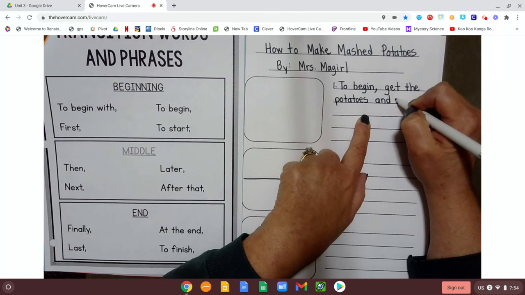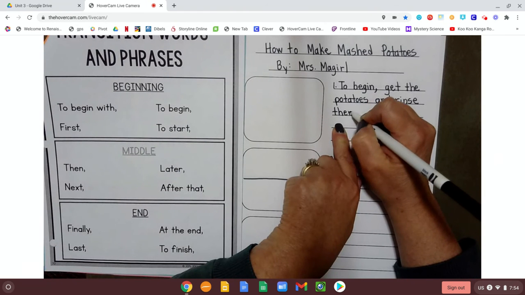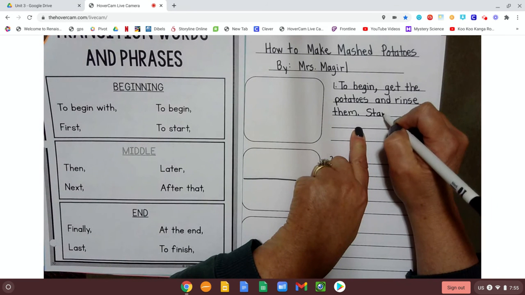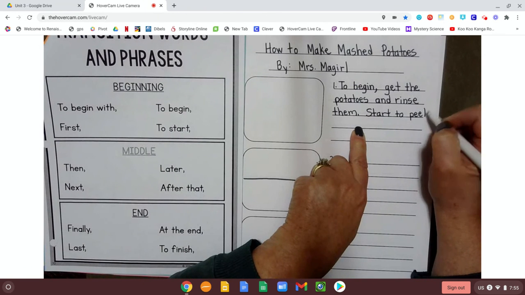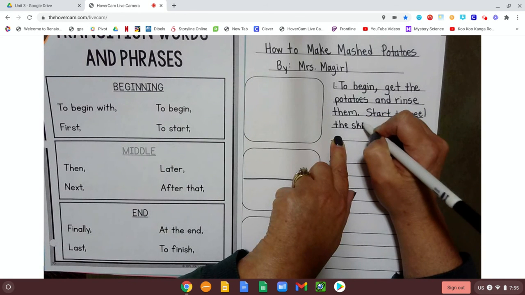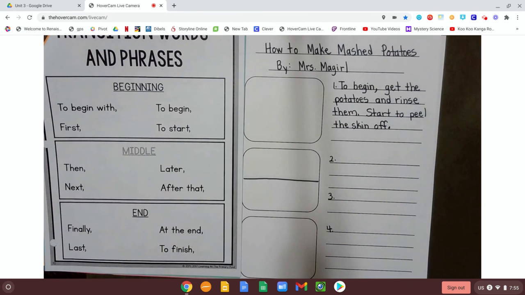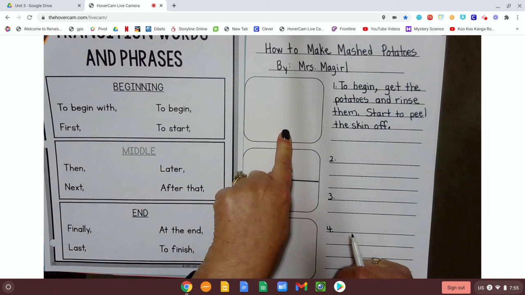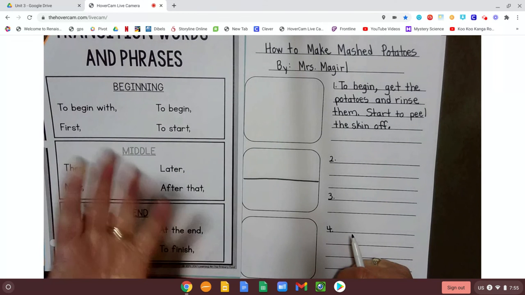And rinse them. Start to peel the skin off. Okay, that's my first step. And then, of course, you can make the picture. You wouldn't put a bowl of mashed potatoes because they're not mashed yet, but you could have like the skin coming off the potatoes because you're peeling them.